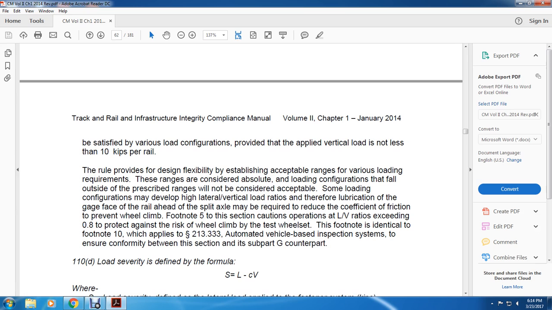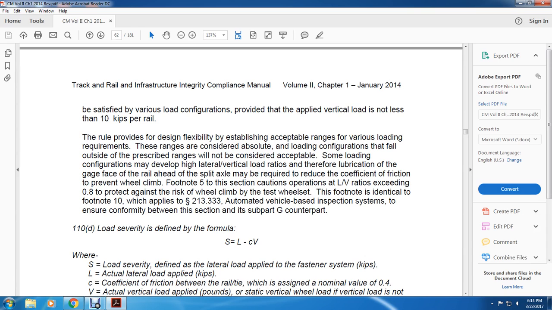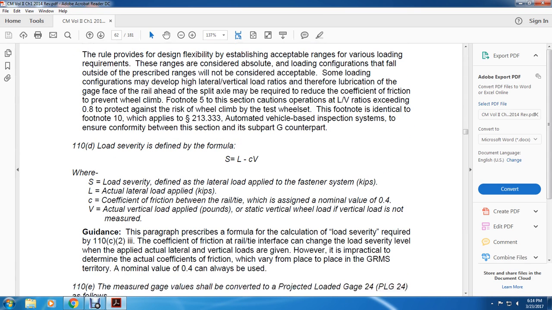Footnote 5 in this section cautions the operation of the L and V load, the actual vertical load and actual lateral load, implying vertical load ratios exceeding 0.8 to protect against the risk of wheel climb on the test wheel set. The footnote is identical to footnote 10, which applies to the 213.333 automated vehicle-based inspection system, to ensure conformity between this section and the subpart G counterpart.